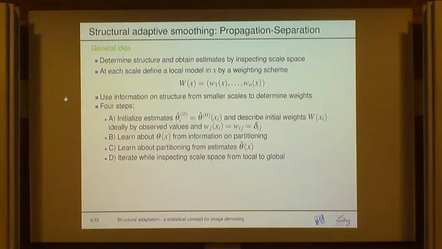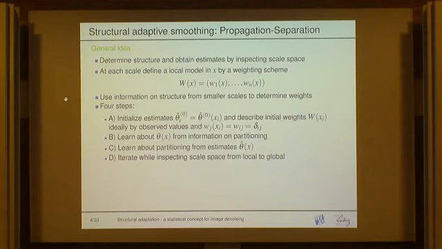And then we use information on the structure that we gain on small scales to determine weights on larger scales. So the algorithm, in principle, or all these algorithms, have 4 steps. One is initialization, and usually they are initialized by the observed values. So small scale, local neighborhoods containing only the observation itself.